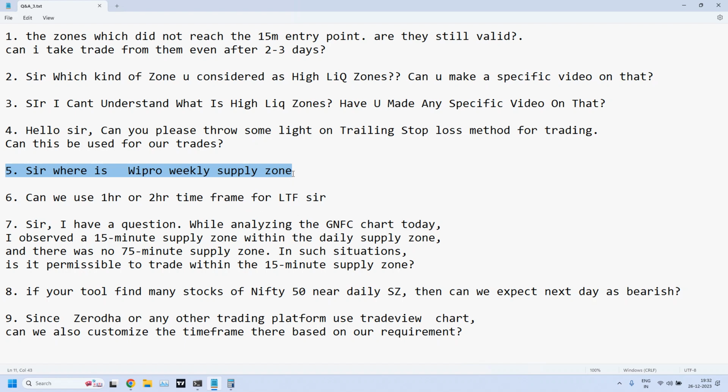You learned, but you are not able to find the Wipro weekly supply zone. That means Wipro is at all-time high. Maybe you have only a demand zone and you don't have a supply zone. Some stocks do not have any supply zones. You already know, when the demand zones are at all-time high, you won't find supply zones. Just go through this.